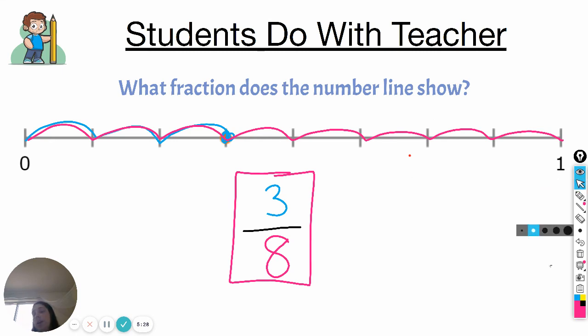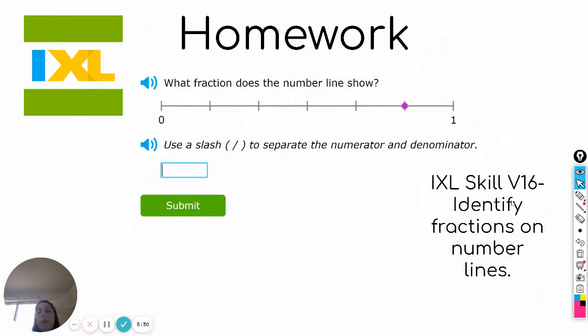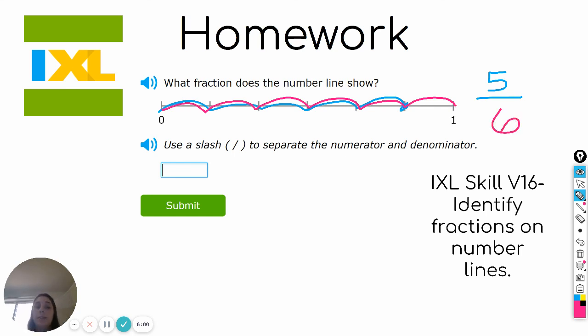Okay, let's take a look at what you're going to be doing today for homework. IXL skill V16, identify fractions on number lines. So you'll see here it looks very similar. It says what fraction does the number line show? Okay. 1, 2, 3, 4, 5 to get to our dot. So our numerator is 5. 1, 2, 3, 4, 5, 6 to get to one whole. So our denominator is 6. So our fraction would be 5/6.